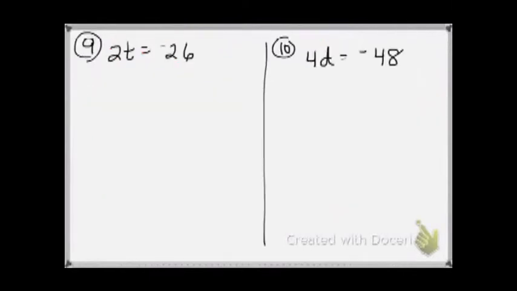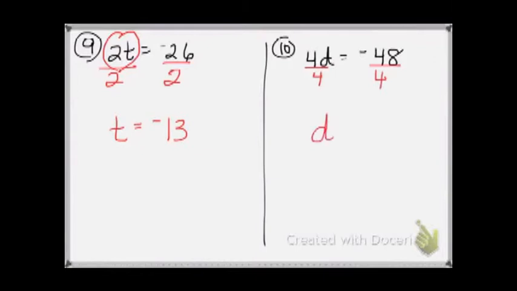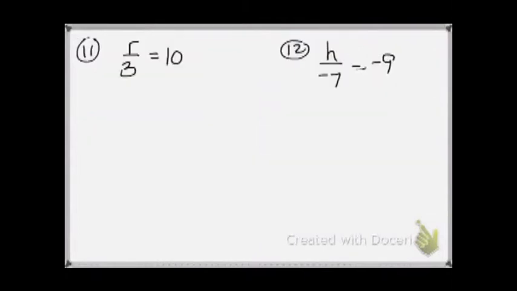Okay? All right, number 9 now becomes the marriage divorce. Classic example of marriage divorce. Because 2 and T are happily married, they get divorced. You divorce out, divide out the number 2. So negative 26 divided by 2, negative 13. And number 10 is 4D equals negative 48. Divorce, divide by 4s. And D equals negative 12. There's my negative sign. Okay? There's number 9, and there's number 10.